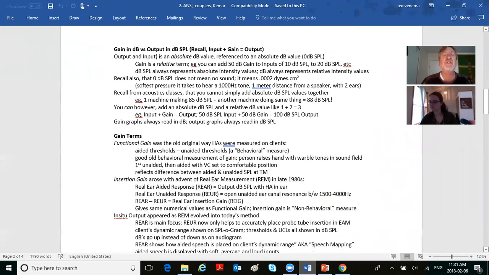Now, right from the top of page 2, put a star at the top there. Gain in dB versus output in dB SPL. All important to remember. From acoustics, always remember gain is stipulated in simple dB because it's a relative value, whereas output is always listed, and same with input, but we'll talk about that in a bit. Output is always in dB SPL.